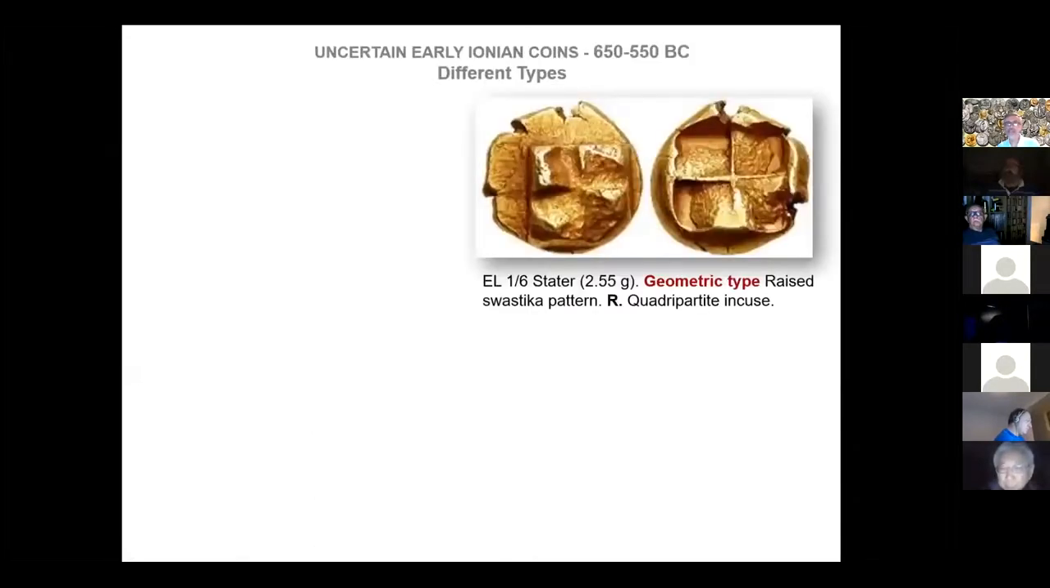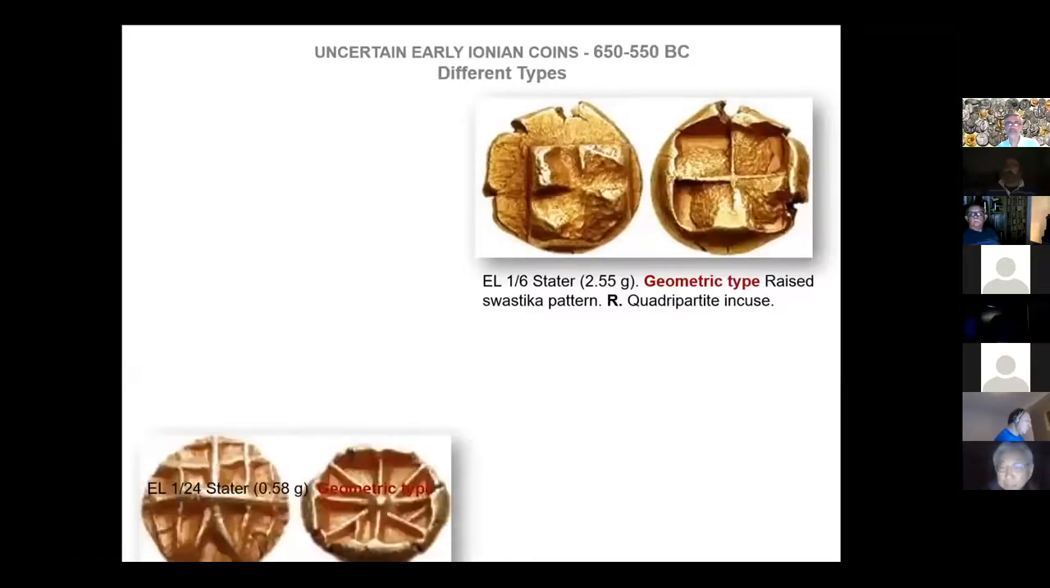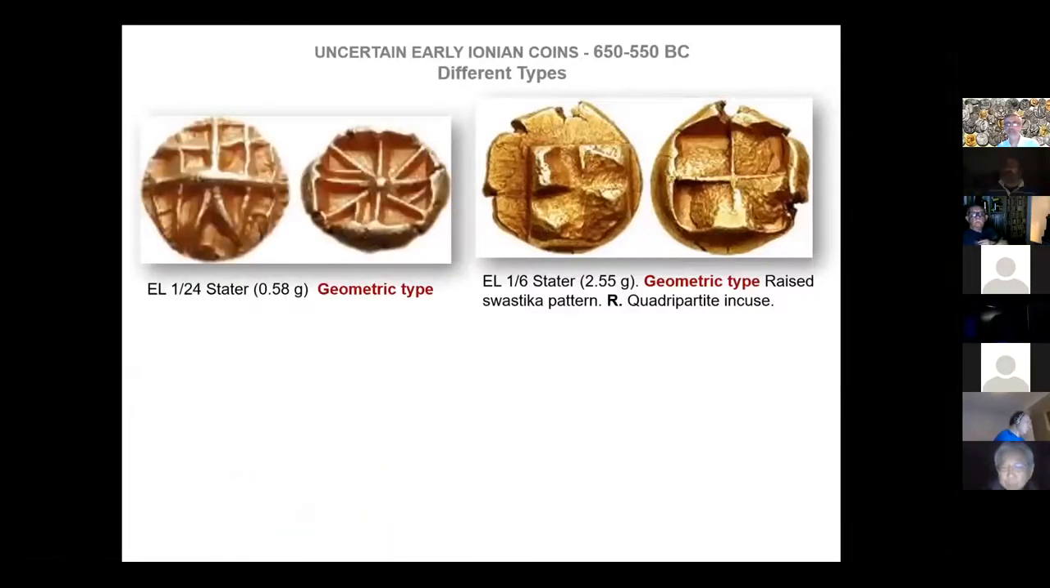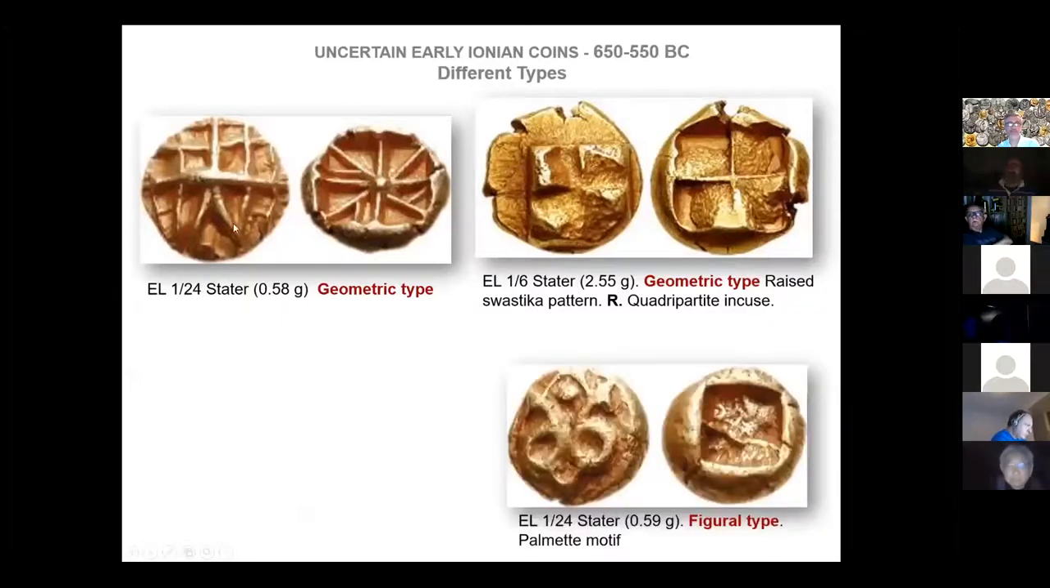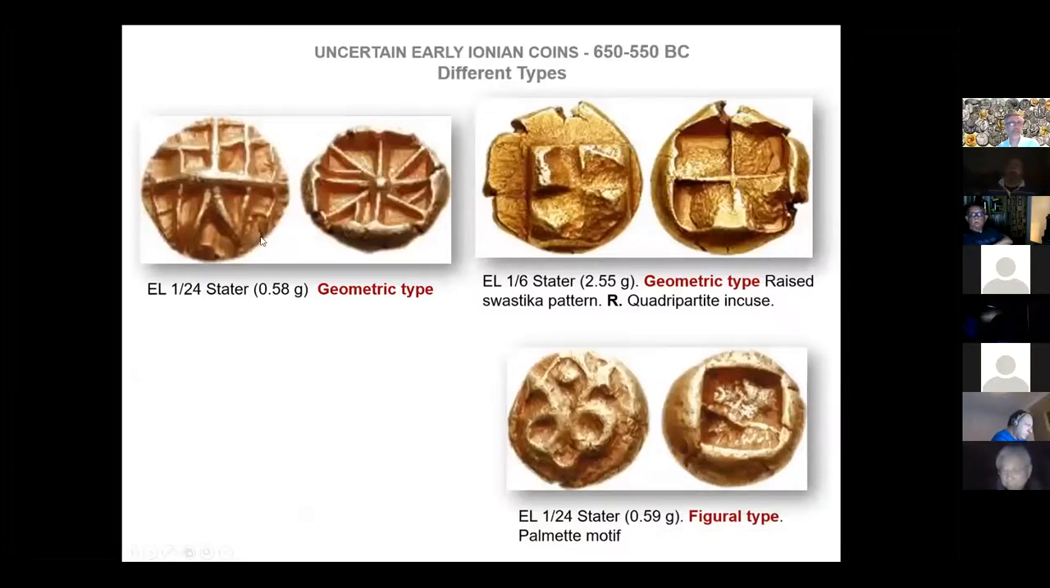Then we have these different design types that we call geometric types. This one, simply, the coin die engraver did his best to make it different from any other known issue by any other mint. And again, nobody knows from which mint it comes.